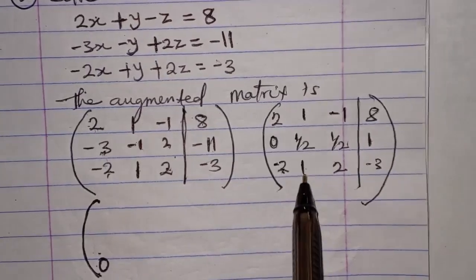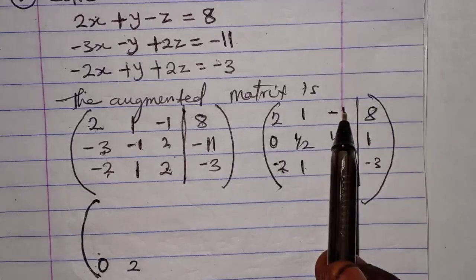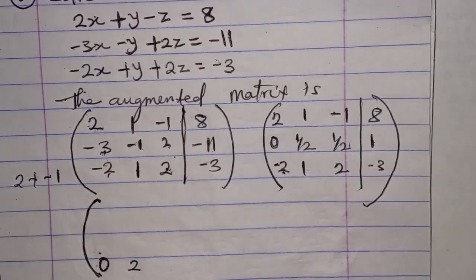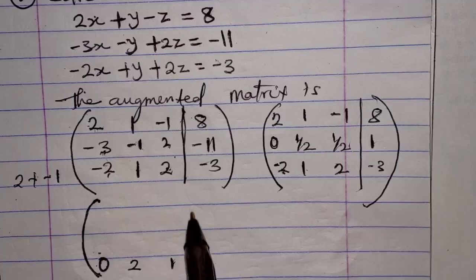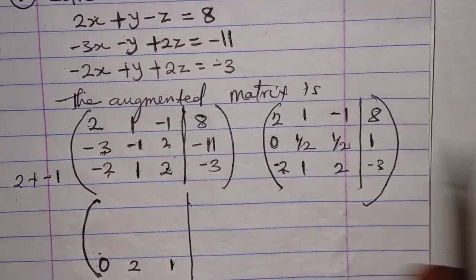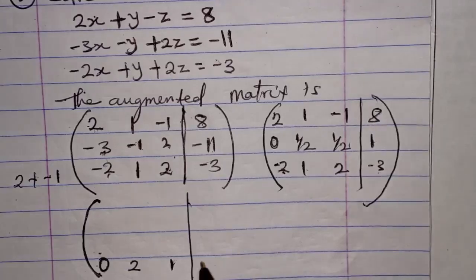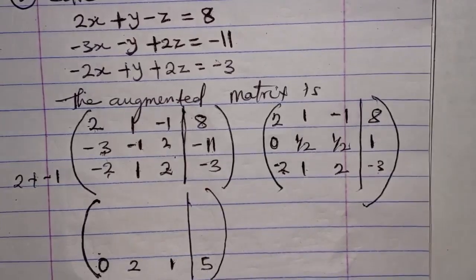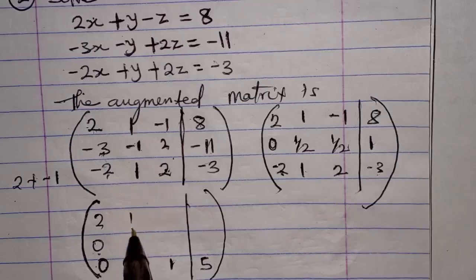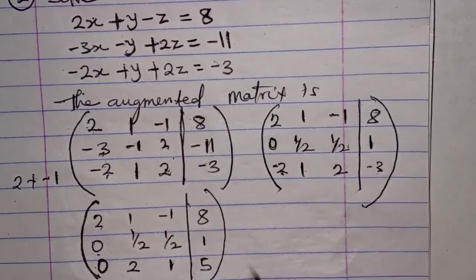If I add 1 and 1, 1 plus 1 is going to be 2. 2 plus minus 1, which means 2 minus 1 is 1. Here we have minus 3, right? Minus 3 plus 8, that's 8 minus 3, which is 5. All other entries remain the same. This is 2, 0, 1, 1 half, minus 1, 1 half, 1, 8.